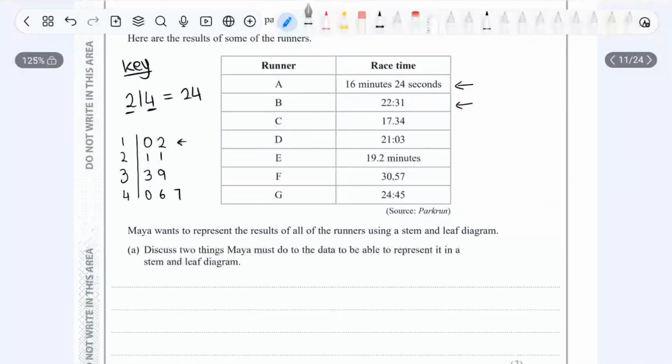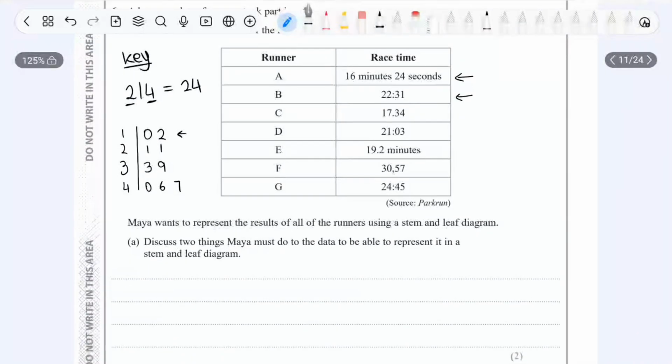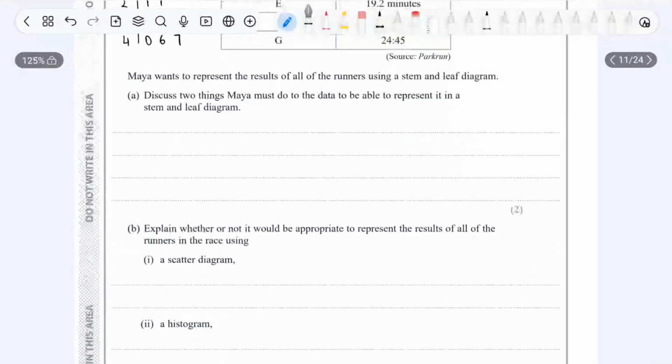And that's basically one issue we're seeing, that we can't represent this in the stem and leaf diagram straight off the bat, because how are you meant to write 16 minutes and 24 seconds in a stem and leaf diagram without formatting it first? And so that's our first point, that the data must be formatted, or a better word to use is cleaned.